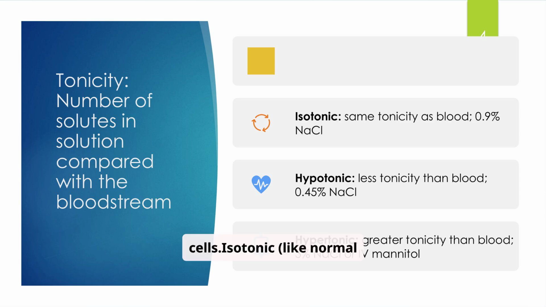Isotonic, like normal saline, stays in the vessels. Hypotonic, like half normal saline, shifts water into cells. Hypertonic, like 3% saline, pulls water out of cells. We use each based on what the body needs. So understanding this helps you pick the right fluid.